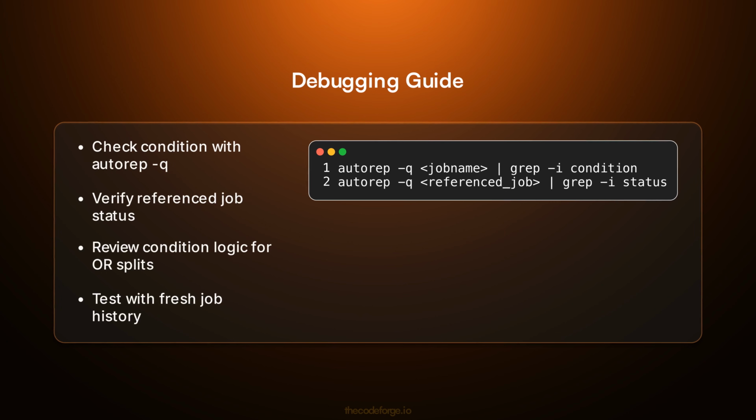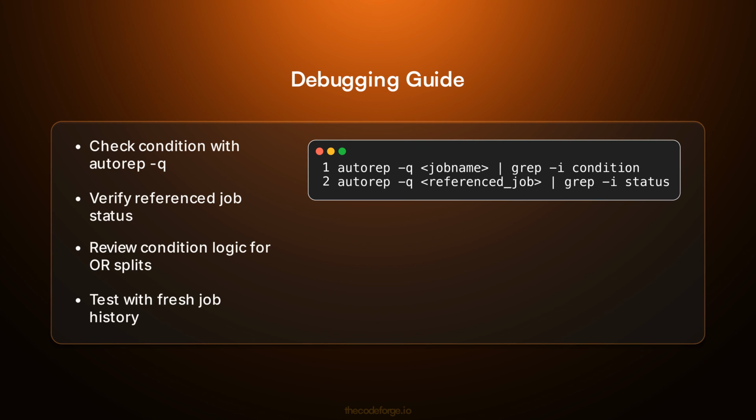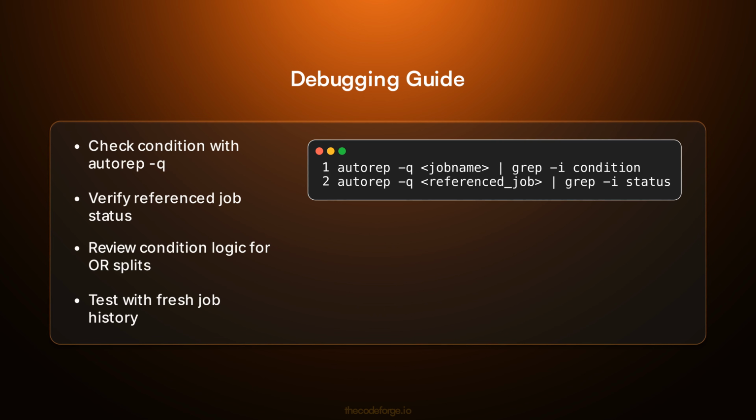To diagnose dependency failures, first check the condition of the stuck job using autorep -q, then verify the status of referenced jobs. If a referenced job is inactive or failed, that explains the block. Also review condition logic for unintended OR conditions that may cause early triggering.